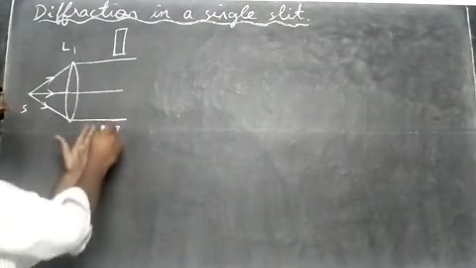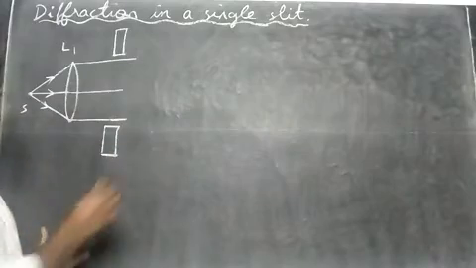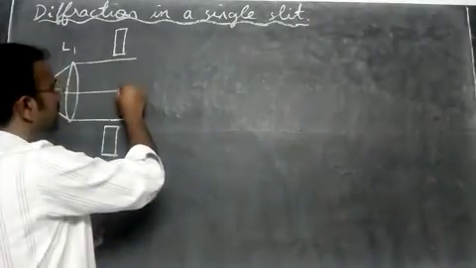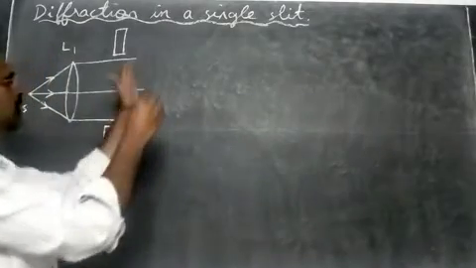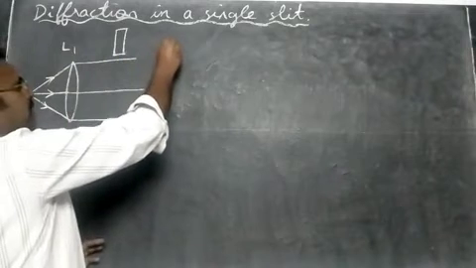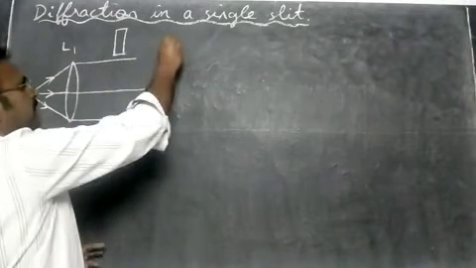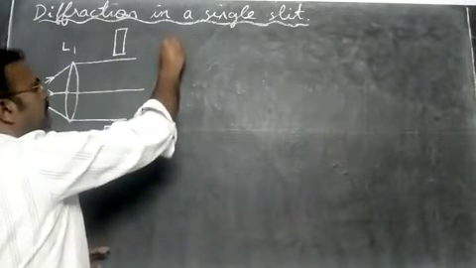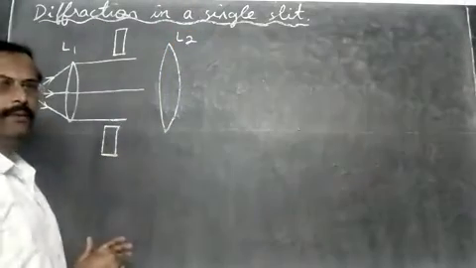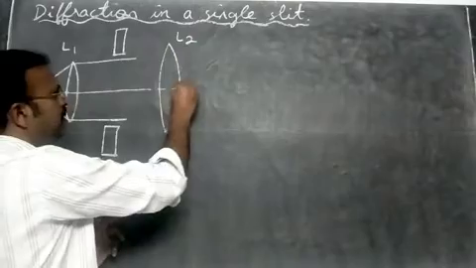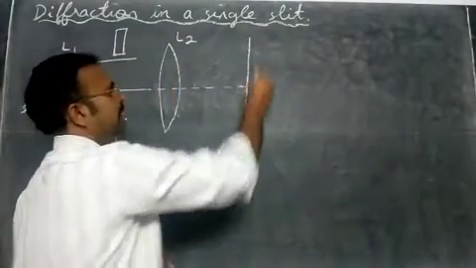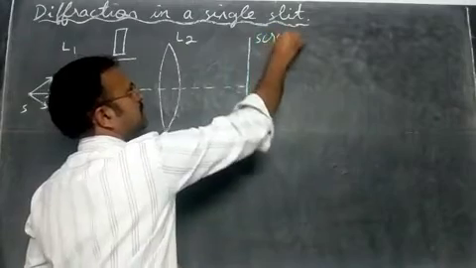If there's no slit, what happens? Light will travel straight. But there is a slit here, so light will travel like this. After that, we keep another lens here. That lens we write as L2, the second lens. This light ray goes through the optic center in both lenses. There is no deviation. Let's keep a screen here. This is a screen.